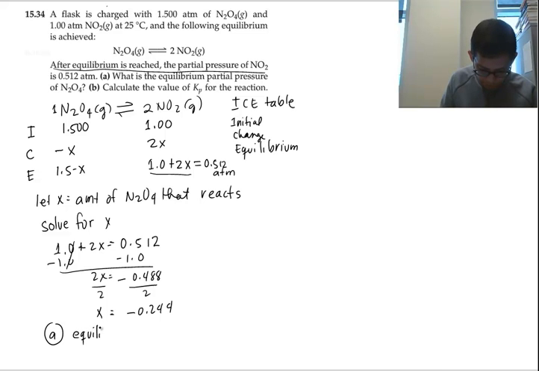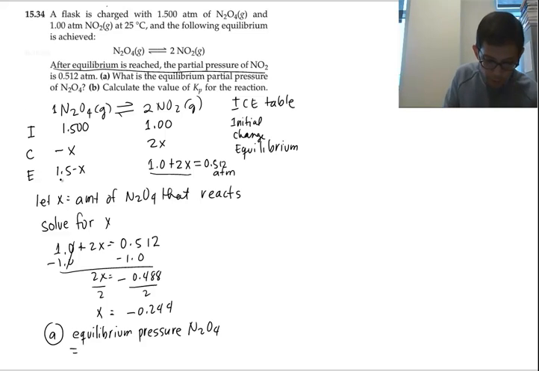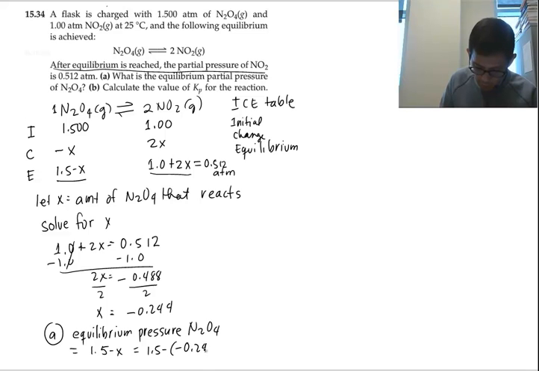The equilibrium pressure of N2O4 is equal to, according to the ICE table, 1.5 minus X, so that would be 1.5 minus negative 0.244, and that would be 1.744 atmosphere.